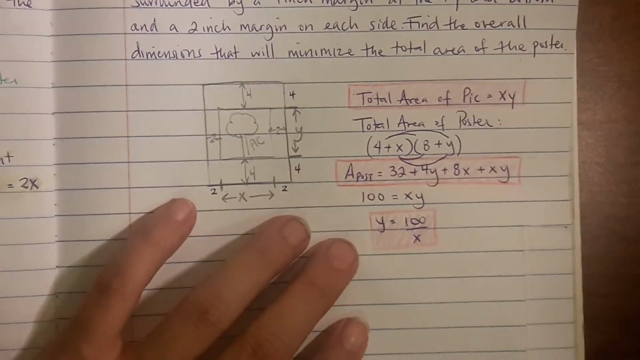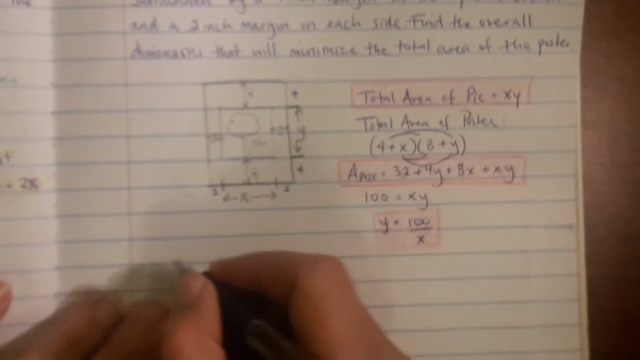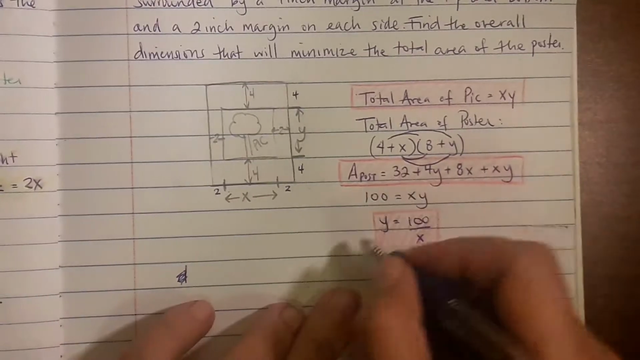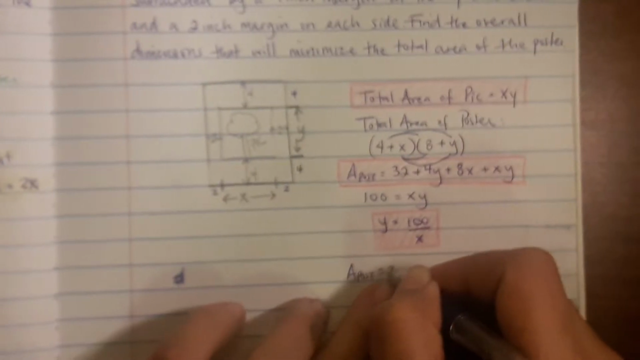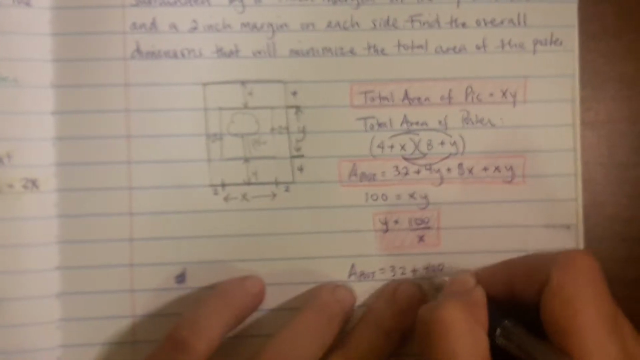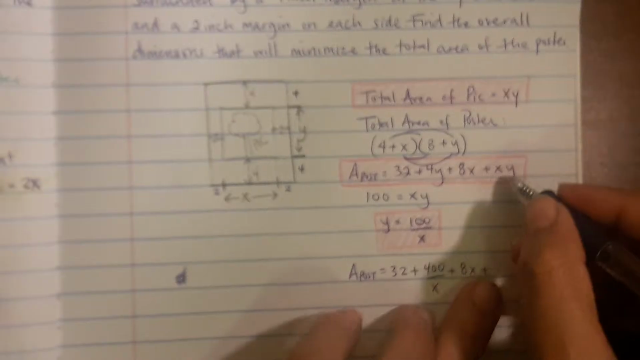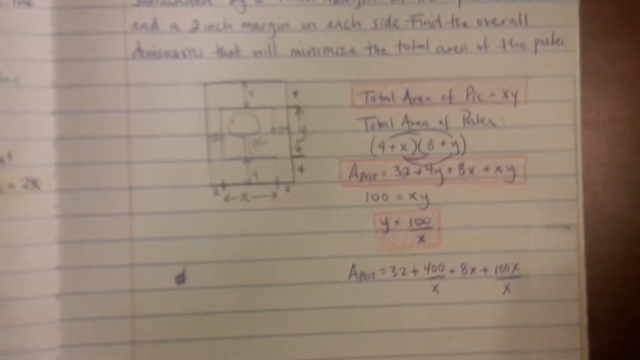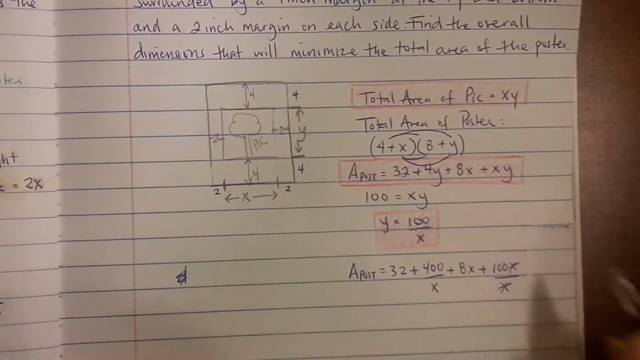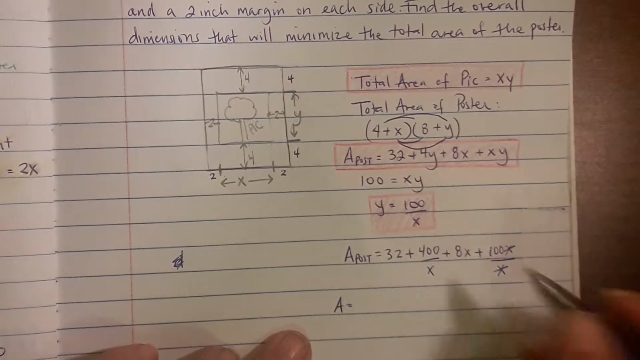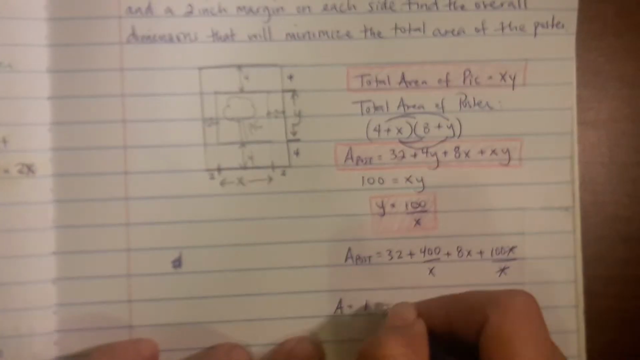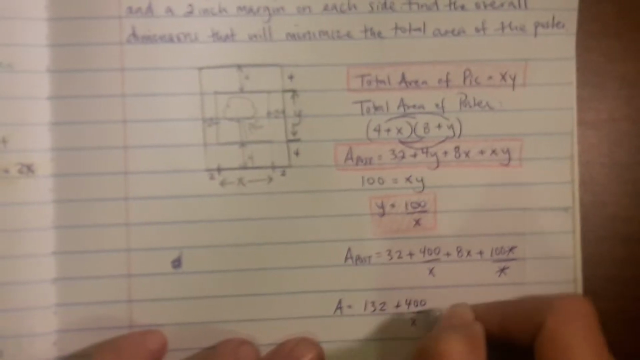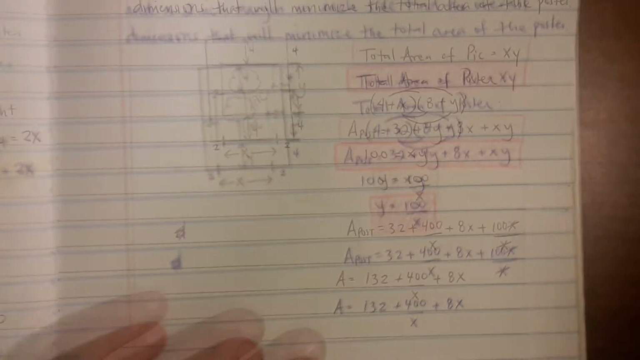Now you're going to plug that back into the area of the poster, the other equation that we have. So everywhere where you see a Y, you're going to put 100 over X. This is a listening check. Color in 400 over X. 400 over X. So the X's are going to cross out. And then you're going to have 32 plus 100 is 132 plus 400 over X plus 8X. So this is the area that we're dealing with.